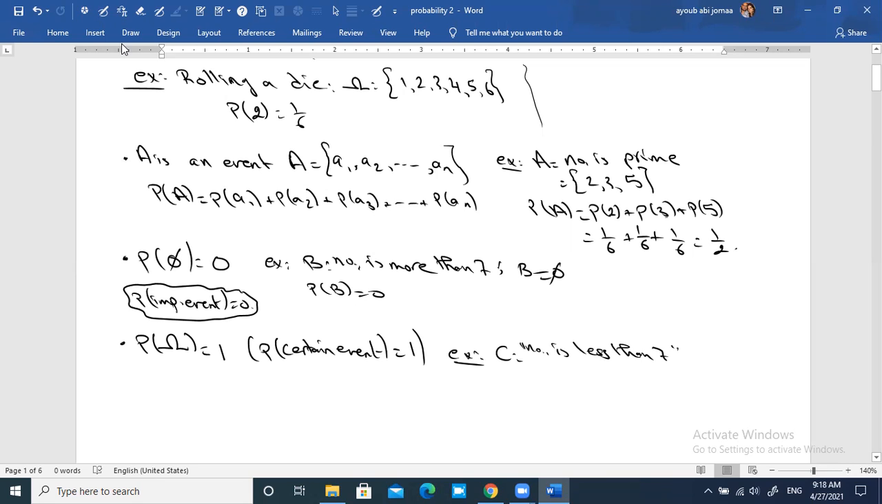Okay, but of course here probability is a number between 0 and 1. So if you are working a certain exercise and you get a probability more than 1, you have a mistake. Less than 0, you have a mistake. Probability is a number between 0 and 1. Any questions so far?